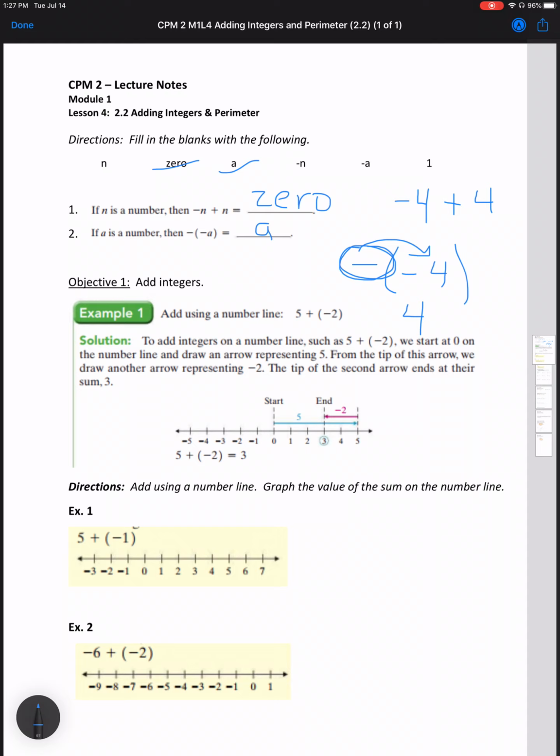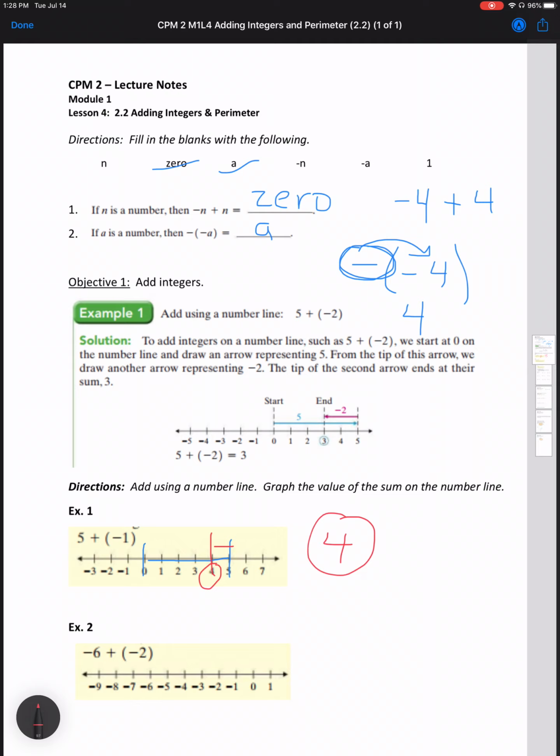Then they want us to add a negative 1. So if I add a negative 1, what that means is I go back 1. So where am I at that point? I'm at 4. So you would tell me 5 plus a negative 1 is 4. And we're just using a number line to do this. You don't always have to. It's just nice for those that struggle with this. It's just good to give you a visual.